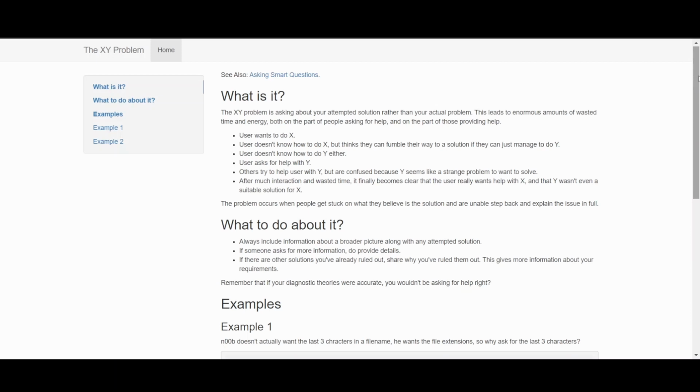What to do about it? Always include information about a broader picture along with any attempted solution. If someone asks for more information, do provide details. If there are other solutions you've already ruled out, share why you've ruled them out. This gives more information about your requirements. Remember that if your diagnostic theories were accurate, you wouldn't be asking for help, right?